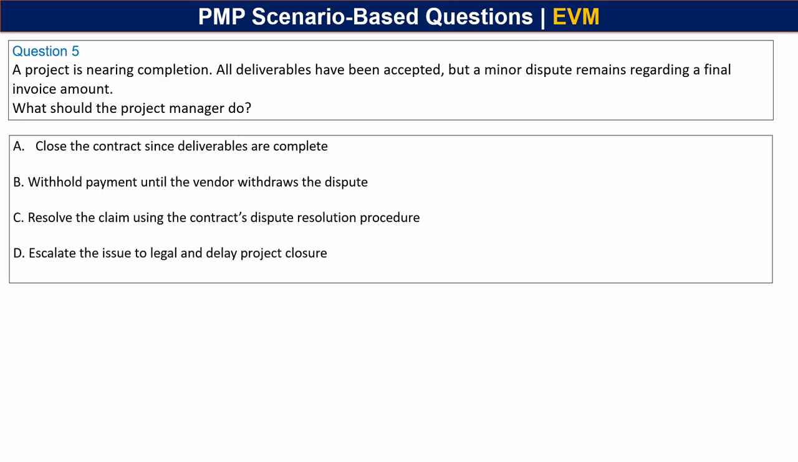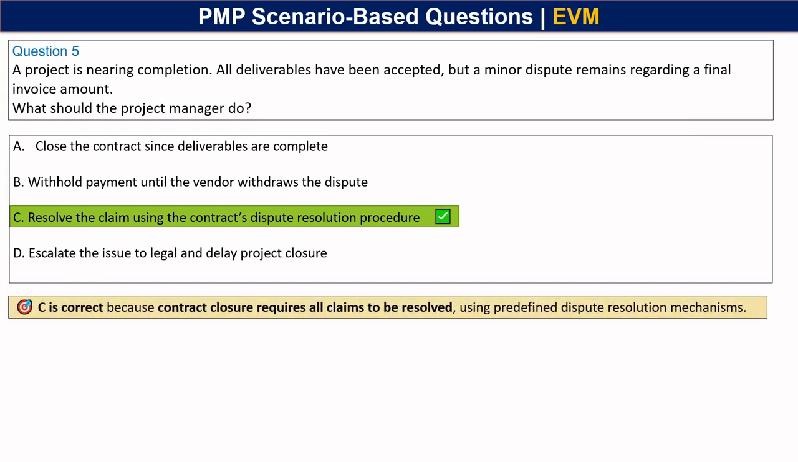And the options are A. Close the contract since the deliverables are complete. B. Withhold payment until the vendor withdraws the dispute. C. Resolve the claim using the contract's dispute resolution procedure. And D. Escalate the issue to legal and delay project closure. And the right answer is option C.